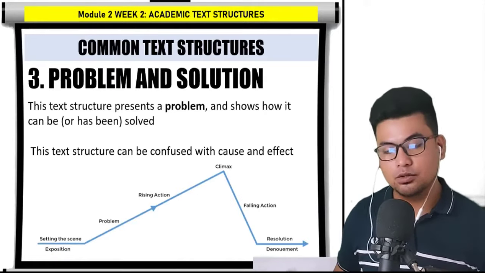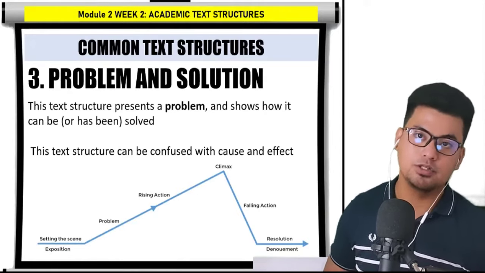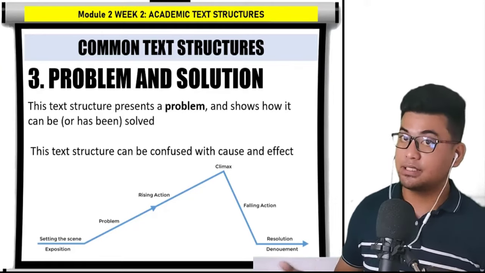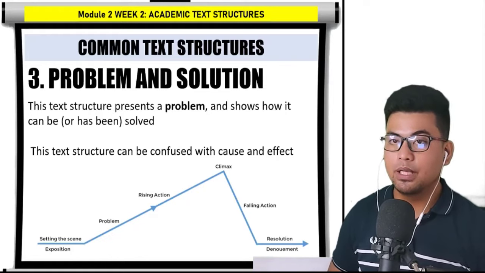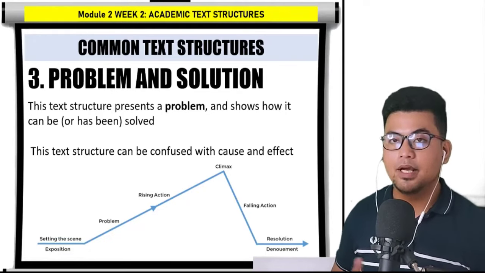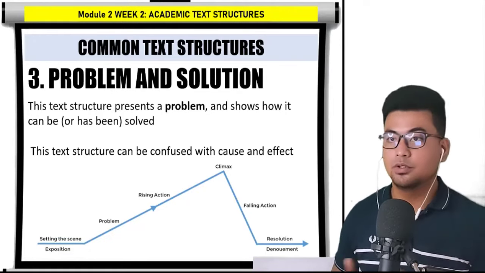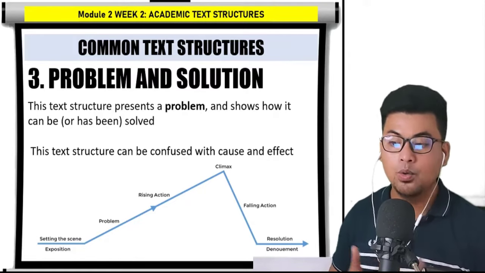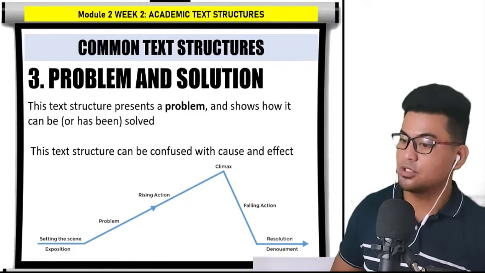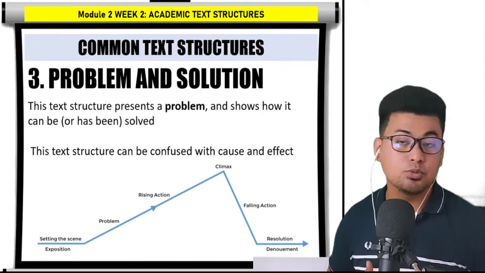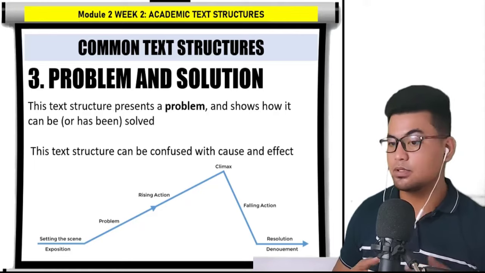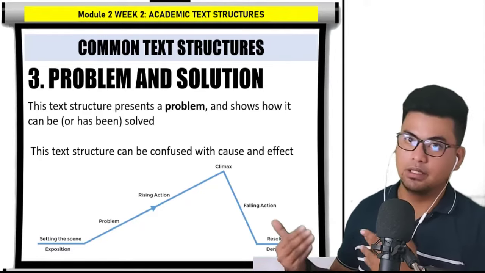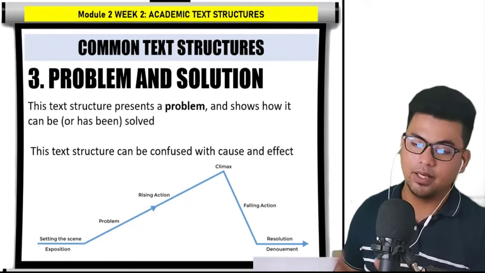Okay. Now, let's go to number 3, which is the problem and solution. Another common. It's really common because especially stories, narratives, okay? So, we always present a problem and we always have a solution to that story, okay? So, this text structure presents a problem and shows how it can be or has been solved, all right? The structure can be confused with cause and effect, okay? Because sometimes cause can be the problem and the effect can be the solution or vice versa.